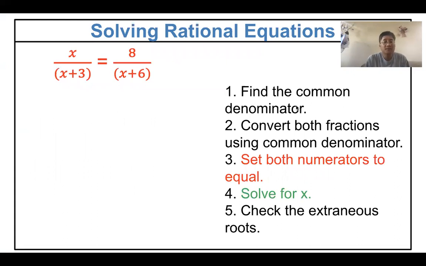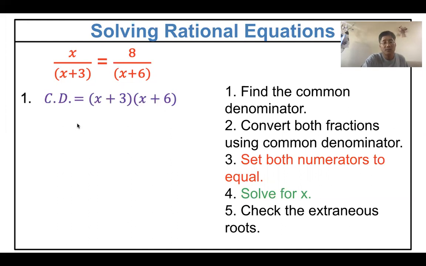First step is the same as last lesson. When you have rational expressions, you find the common denominator. So x plus 3, x plus 6. What is the common denominator? Both of them are completely different, so you just multiply. x plus 3 times x plus 6 will be the common denominator.